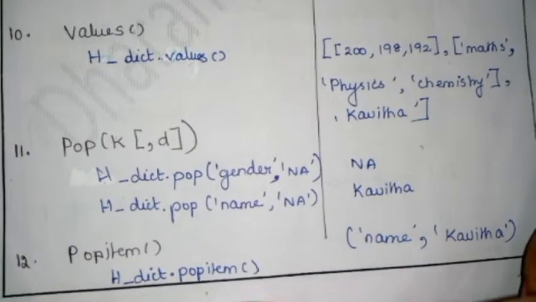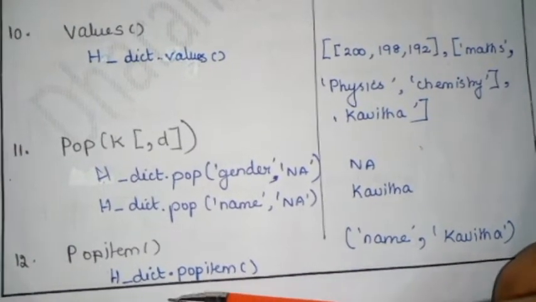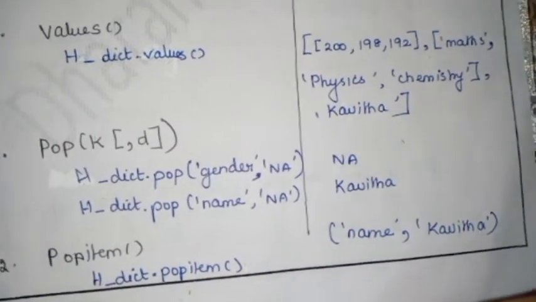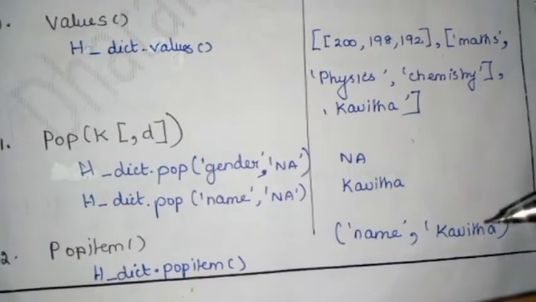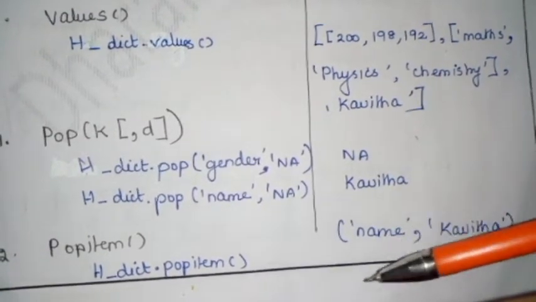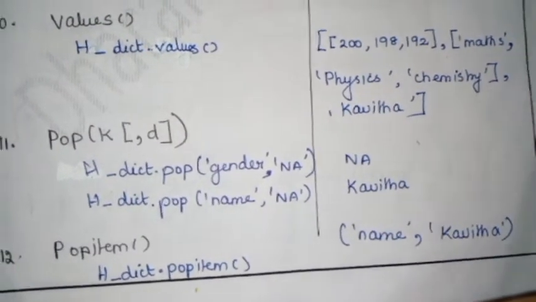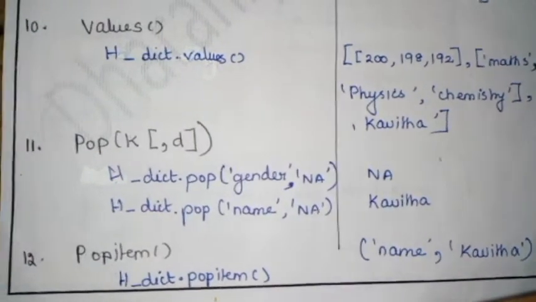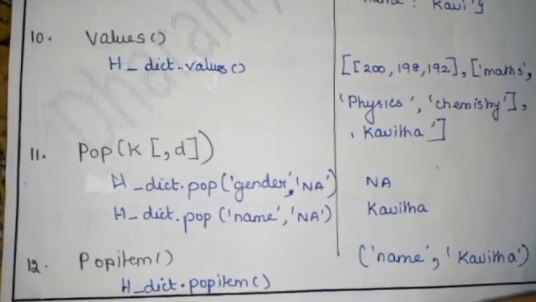Next, I'm going to give h_dict.popitem(). This particular function will pop me the item name Kavita. Okay. So these are the various methods that are available in Python.